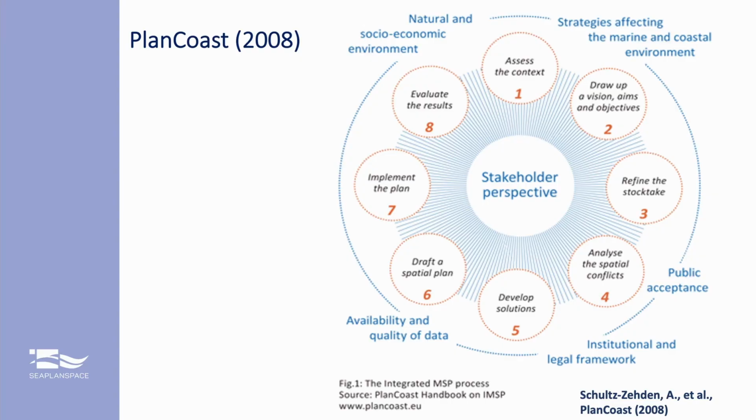The cycle always drives you first from an analysis, from assessing the context, to drawing up the objectives, then doing a refinement of the stocktake, looking into the data availability, in order to then go into the planning stage and analyze whether there are spatial conflicts and how solutions could be developed for them. Then you enter the spatial plan itself, implementing it, and over the course evaluate how the plan is adhered to, whether there are changes in the socio-economic as well as natural environment, and therefore whether the context is changing and a new cycle has to start again.